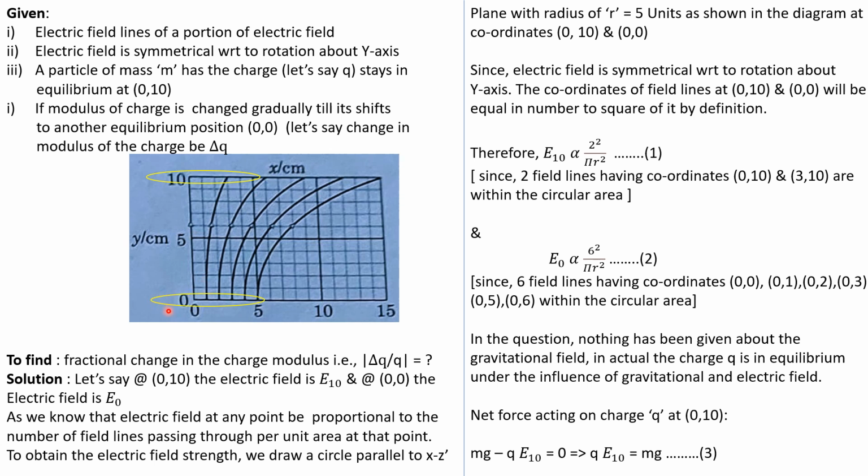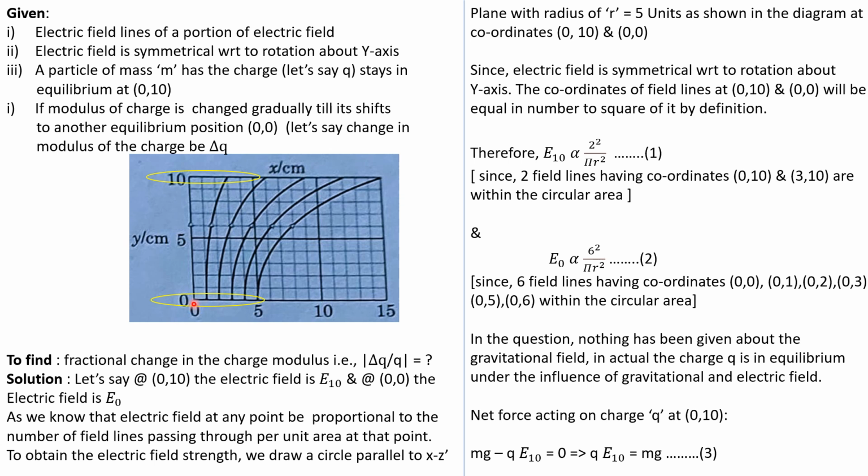Same way, when the charge has changed, but the mass is not changing, nothing has been mentioned about that. So the charge which was here, we started extracting or adding, that we have to find. At this location also, the force due to gravity will be down and the electrical force will be upwards, and the sum of this should be 0. The only thing happening is the amount of charge is changing.